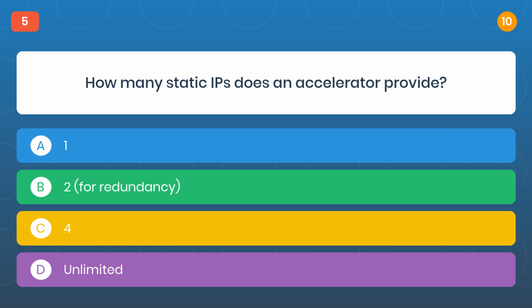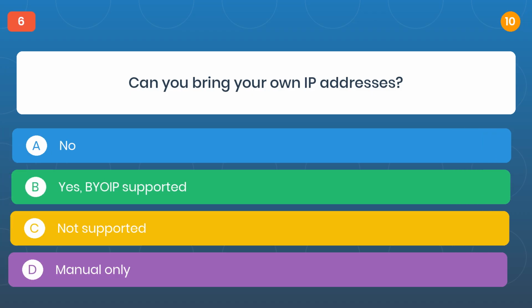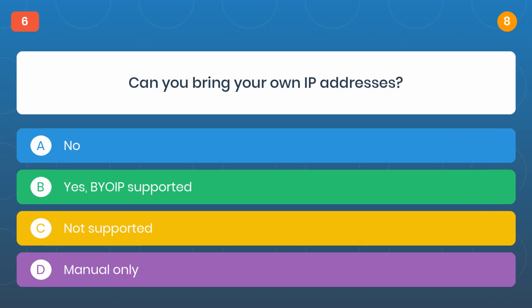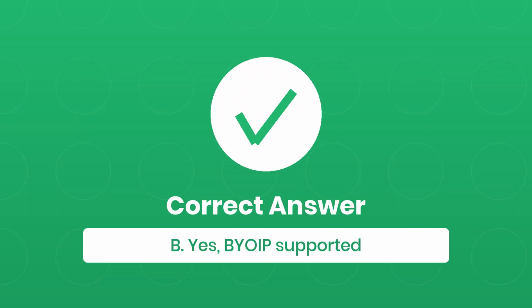Question 5. How many static IPs does an accelerator provide? The correct answer is B, 2, for redundancy. Question 6. Can you bring your own IP addresses? The correct answer is B, yes, BYOIP supported.